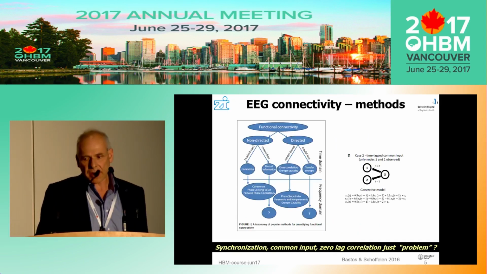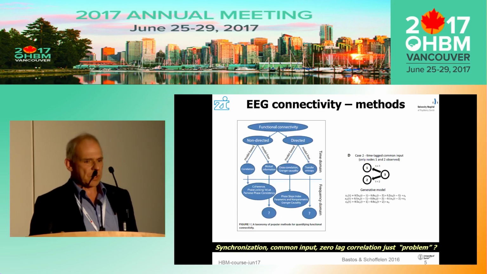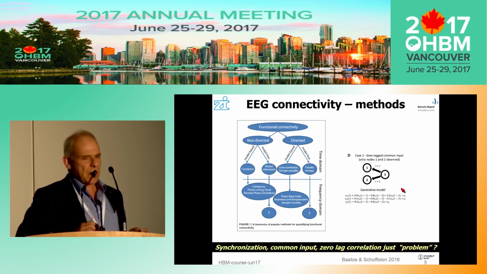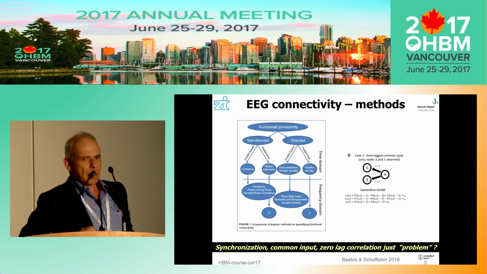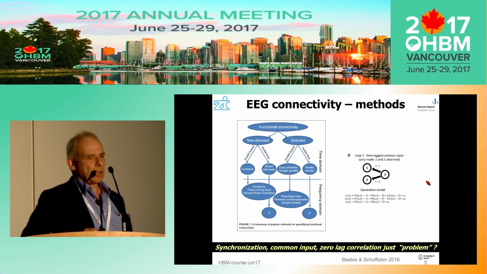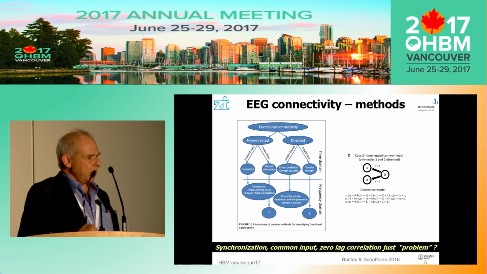One of the interesting things when I was looking at the literature is that recent reviews, for example by Vistas and Schafflin, do not deal with synchronization at all, or they deal with it by saying this is essentially a problem, a common input problem, where we have two activity patterns that are correlated but without a lag, without being in a temporal cascade.